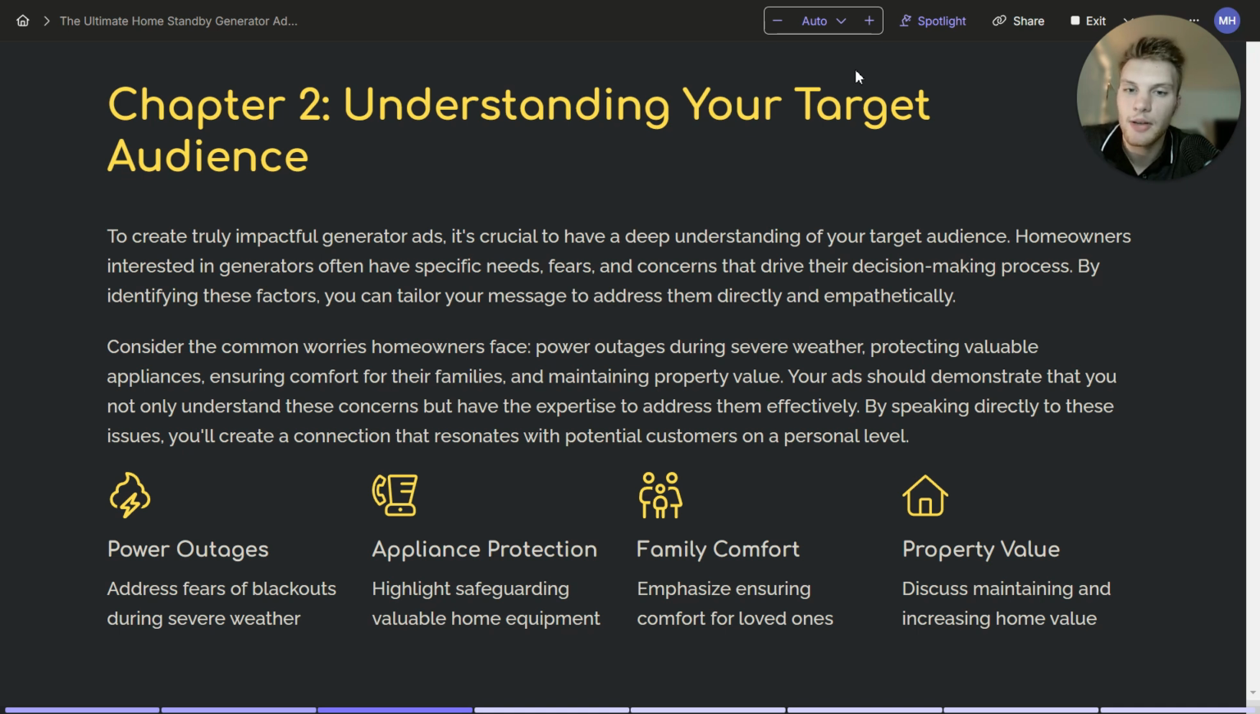Consider the common worries homeowners face. Power outages during severe weather, protecting valuable appliances, ensuring comfort and safety for their families, maintaining property value. Your ads should demonstrate that you not only understand these concerns, but have the expertise to address them effectively. By speaking directly to these issues, you'll create a connection that resonates with potential customers on a personal level. So there's all sorts of ones.